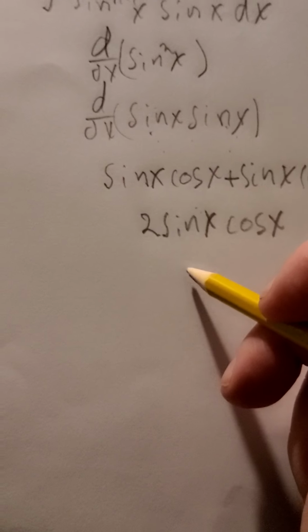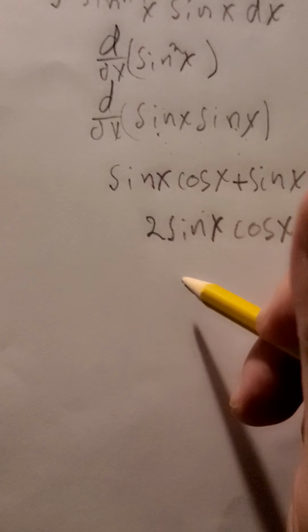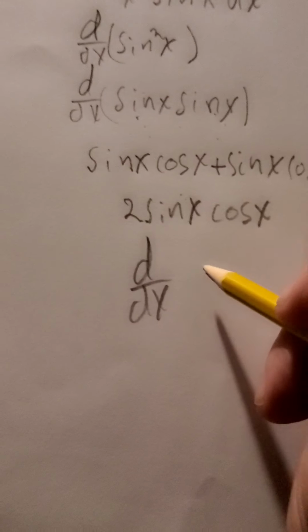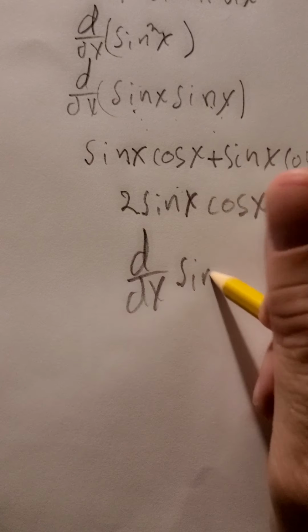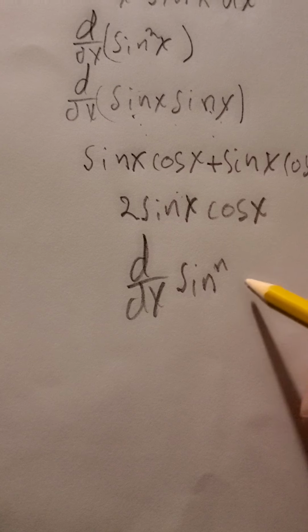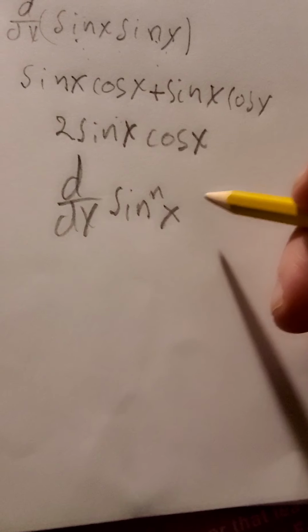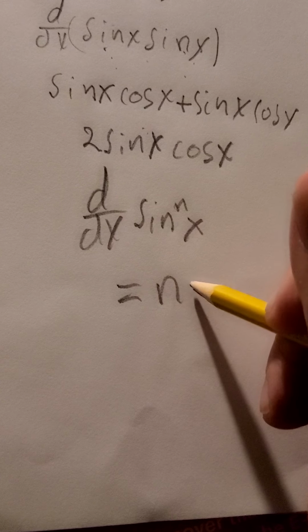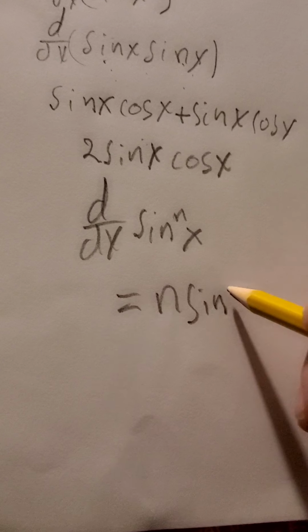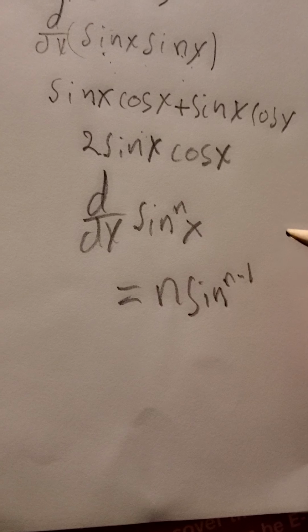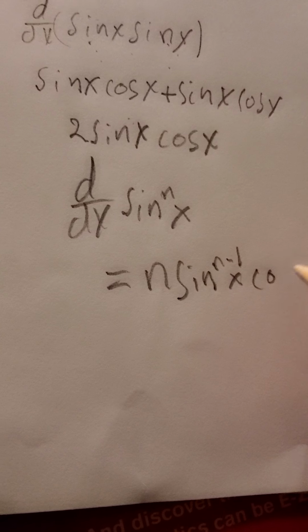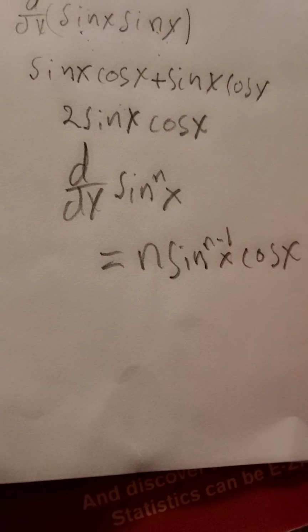Okay? So that's important. In other words, in general, d/dx of sine to the nth of x, this is just the derivative, is going to be n times sine to the n minus 1 of x, that power decreases by 1, times cosine x. I made that observation.